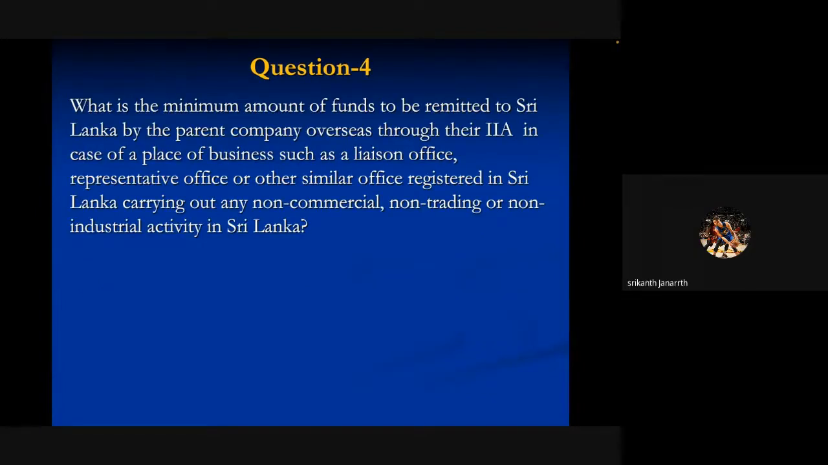Question number 4. What is the maximum amount of funds that can be remitted to Sri Lanka by the parent company overseas through their IIA in case of a place of business such as a liaison office, a representative office, or other similar office registered in Sri Lanka, carrying out any non-commercial, non-trading, or non-industrial activity? It is just a liaison office or representative office, just to look after things. Now I told you IMF has an office, UN has an office, World Bank has an office. You need to maintain that office, so the parent company has to send some money to maintain that office. What is that amount?